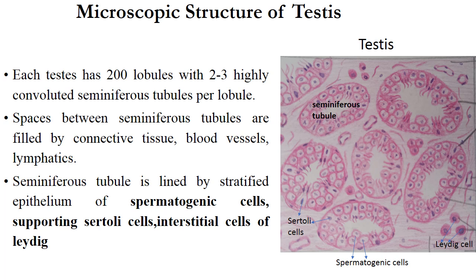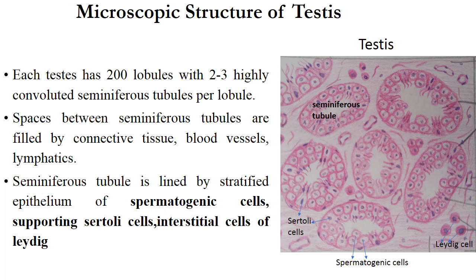So more than 200 lobules are present in the testis, and in each lobule highly convoluted seminiferous tubules are present. So about 2 to 3 seminiferous tubules are present per lobule, and these tubules are about 50 centimeter in length, and they are 150 to 200 micrometer in diameter. And the space between the seminiferous tubules is filled by connective tissue stroma, which contains interstitial cells of Leydig. It has blood vessels and lymphatics.